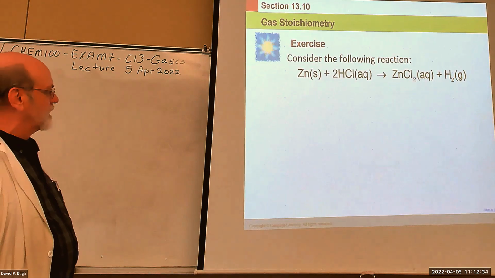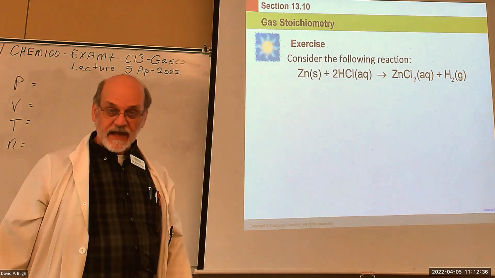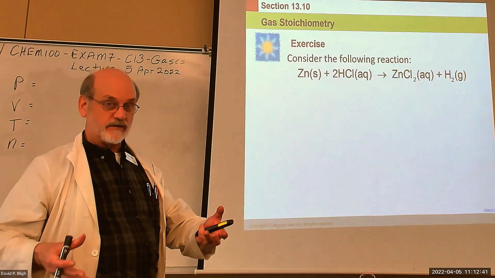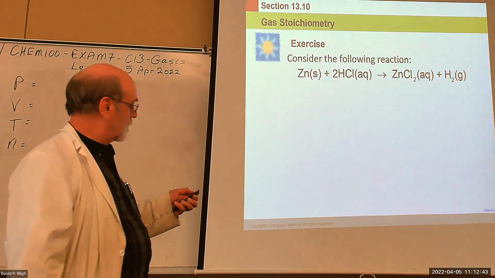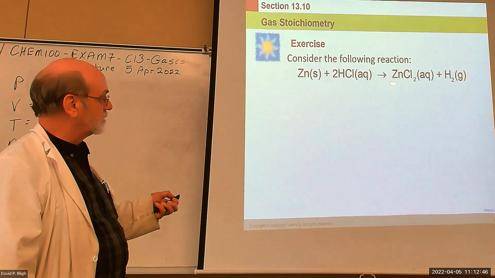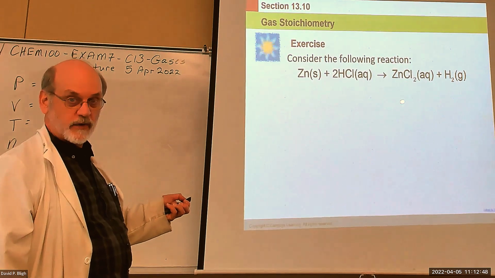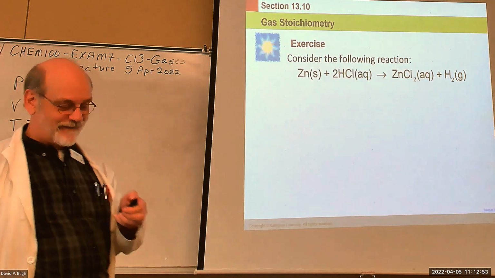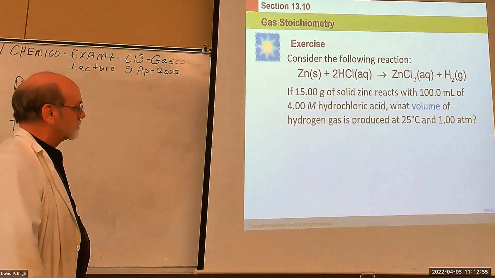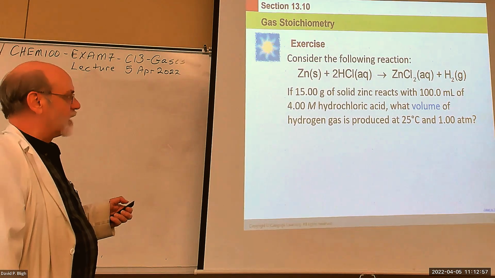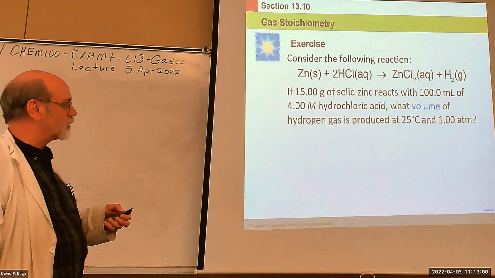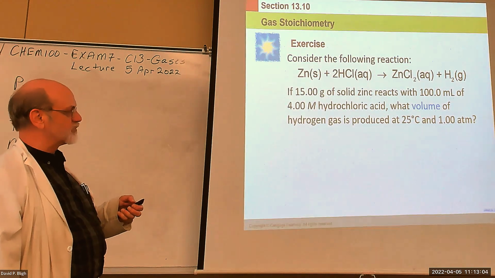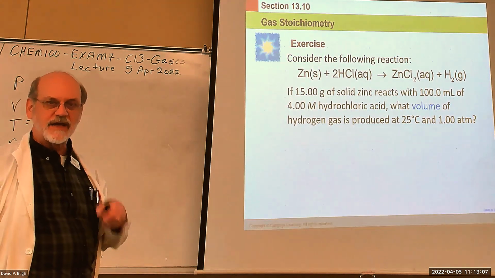So here's a reaction, zinc solid, hydrochloric acid. I put zinc metal and hydrochloric acid, you start getting the gas. Right? The reaction is you produce zinc chloride, which is soluble. It's an aqueous solution. But you get this gas given off. Okay. You probably see where this one's going. If you have 15 grams of solid zinc and react it with 100 milliliters of 4 molar hydrochloric acid, what volume of hydrogen gas is produced at 25 degrees and 1 atmosphere?